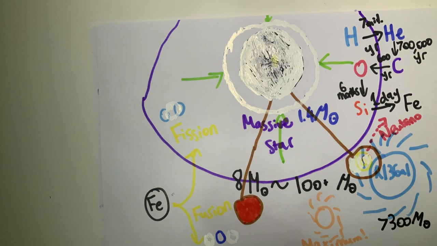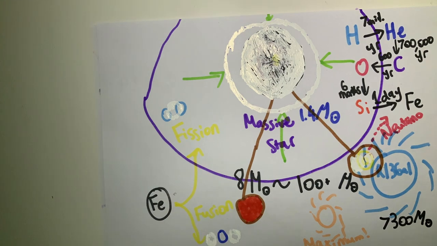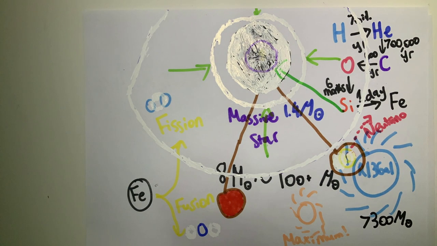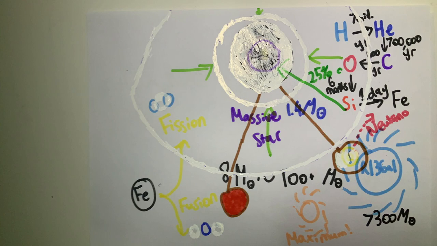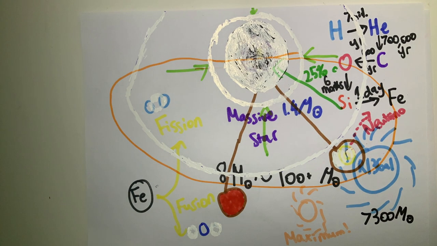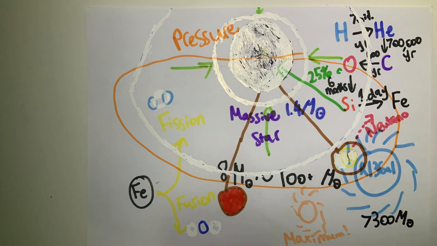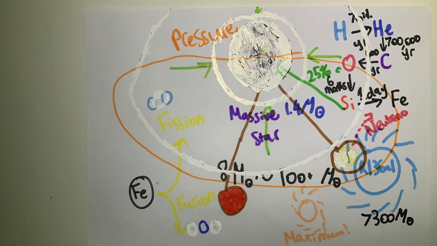The process causes neutrinos to form. Without the electrons, the iron ball collapses into a ball of neutrons. The outer layers of the star collapse as well, at 25% of the speed of light, and bounce off of the neutrons, producing a humongous pressure wave.